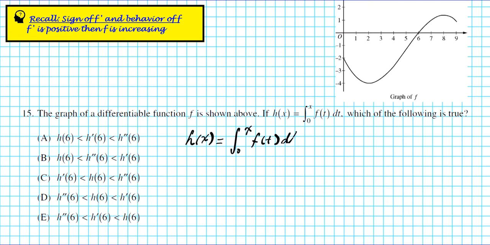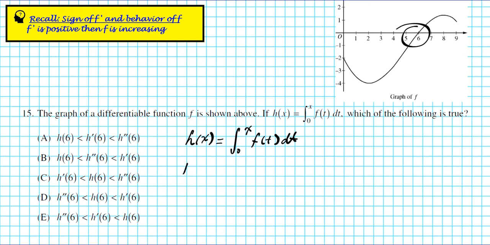When you see something like this, the hint or something you want to call to mind is that we are going to be using, or might be using, FTC part 2 for this problem. Okay, because you have a functional limit of integration in f of t dt. Okay, so we're looking at all 6's here. If you look at all the options, we're looking at what is happening around x equals 6.